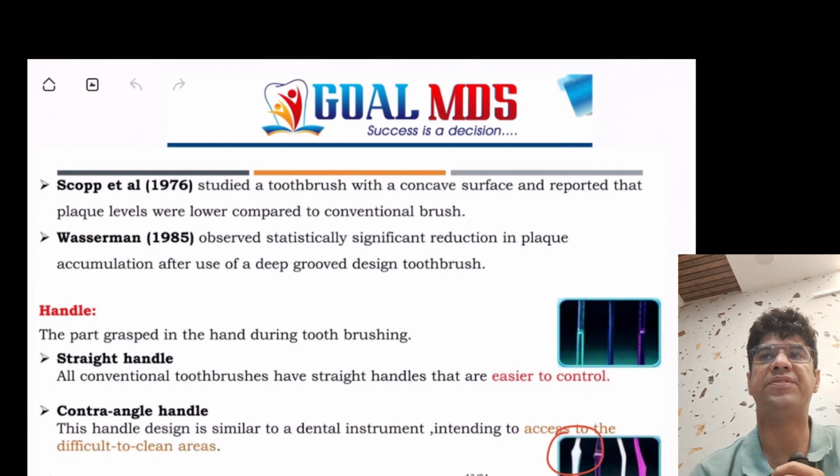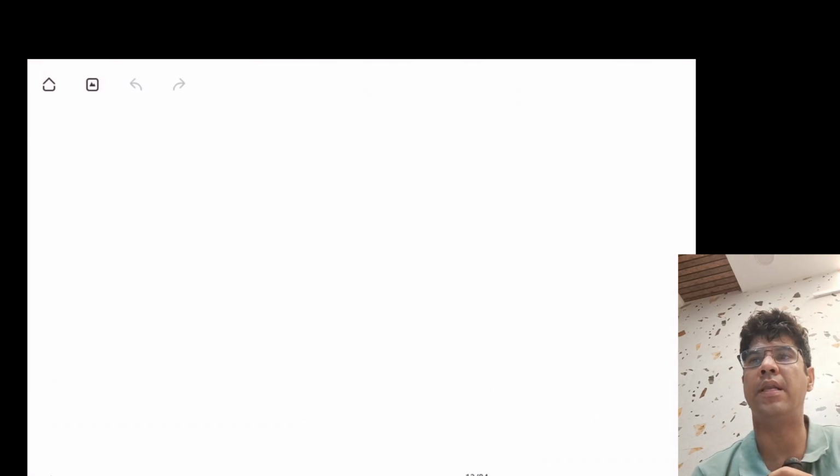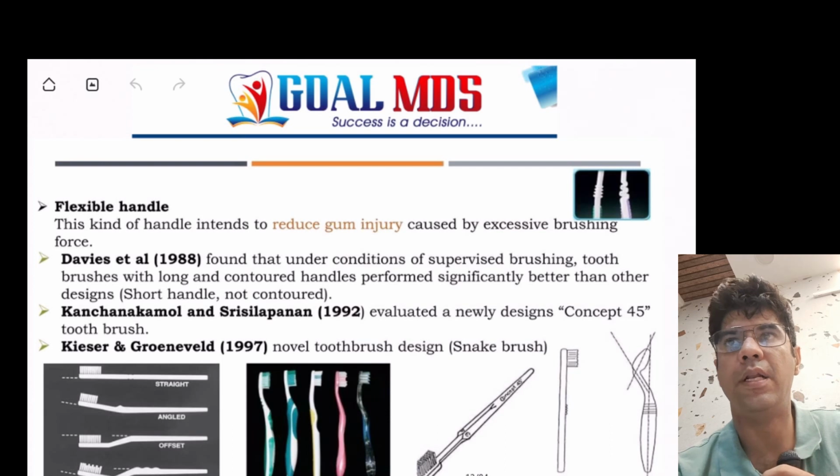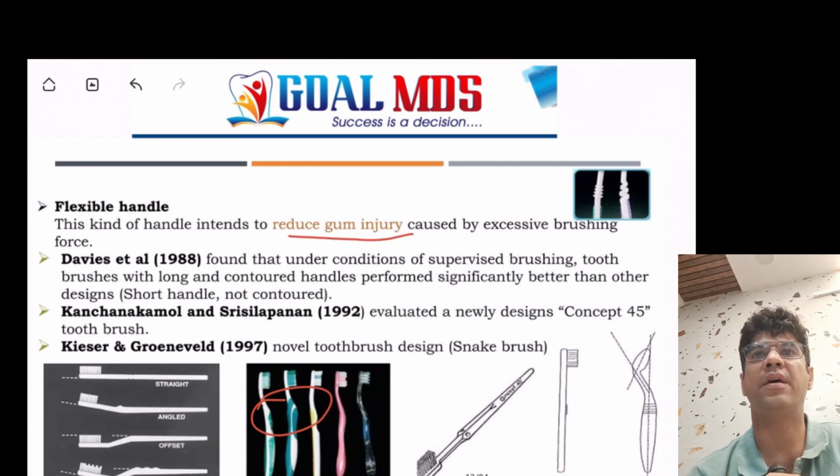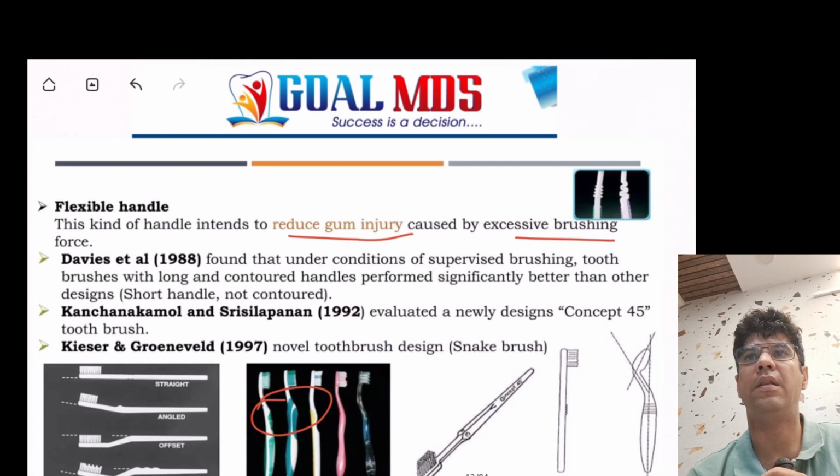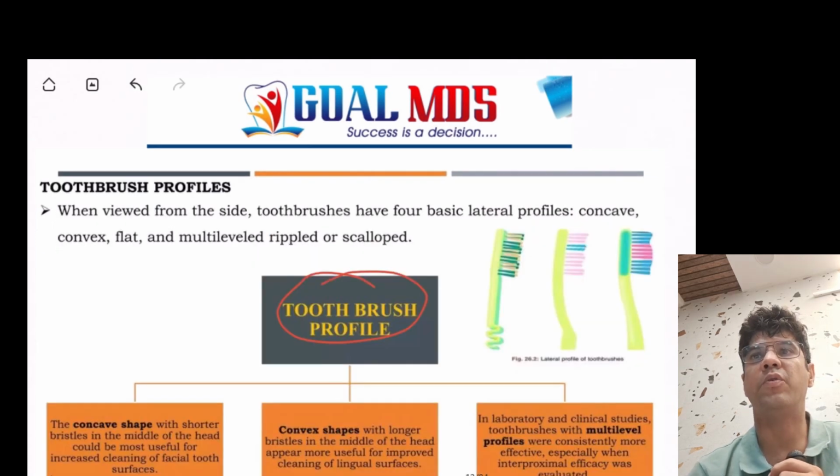The handle can be a straight handle or a quadrangle handle. It can also be a flexible handle. The flexible handle reduces gum injury from excessive brushing force. Now the toothbrush profile can be either concave shaped, convex shaped or multi-level profile.